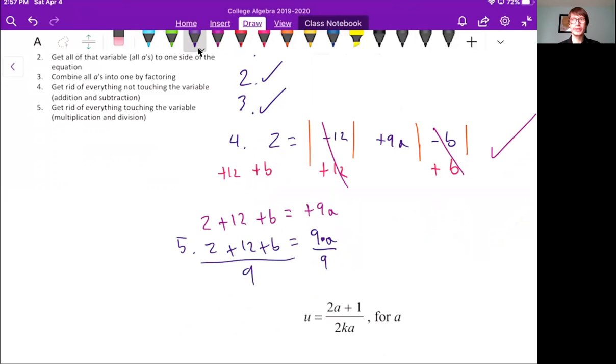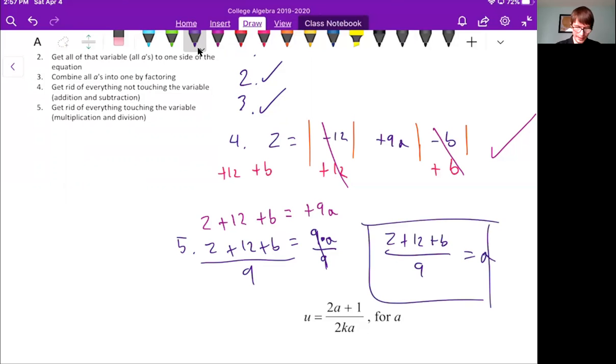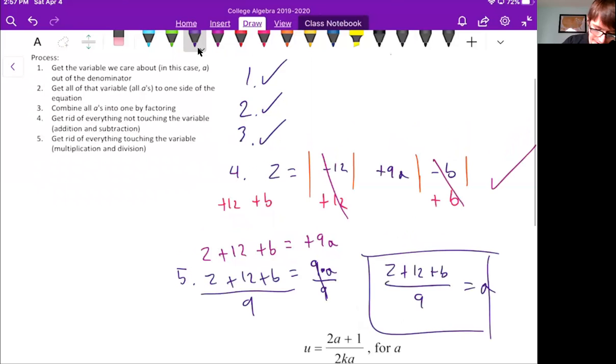Because whatever we do to one side of the equation, we do to the other. These 9s cancel out, and that'll give us our answer. If we write it out more fully, we'll get z plus 12 plus b, divided by 9, equals a. And that is our answer. That's all there is to it. So that's the first section.